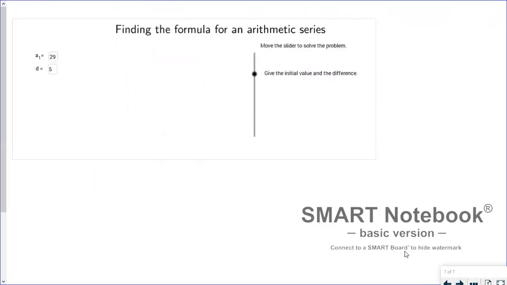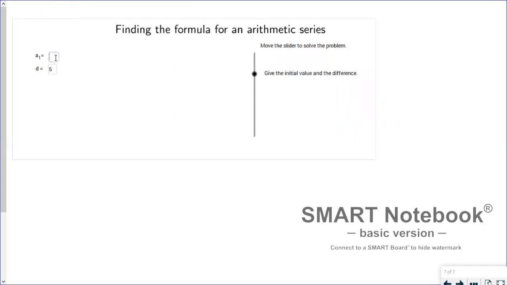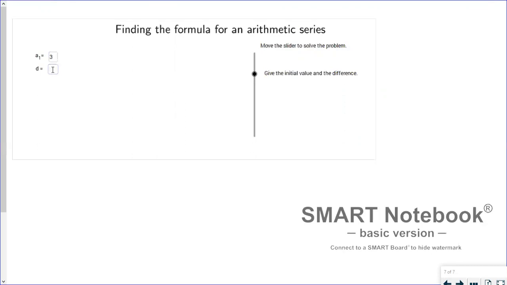The last applet on the quiz is asking us to move the slider and change A1 to -5. So I'm not doing the same exact problem you are. I'm going to make my A1 to be 3. And I'll make my D to be 2.